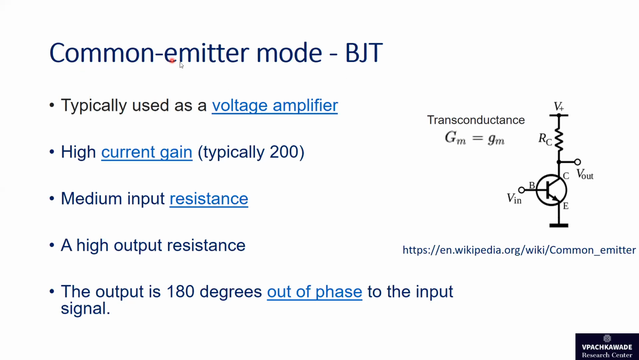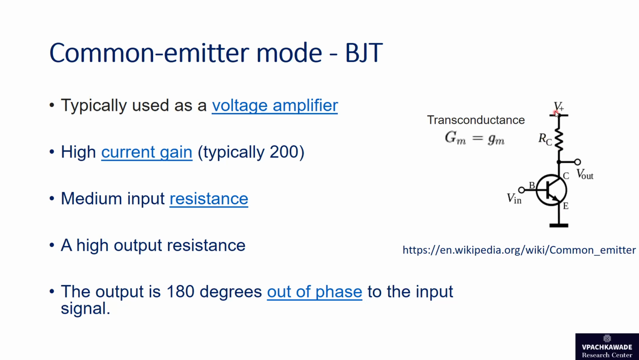When we say a common emitter mode of a BJT, let us have a look at this circuit diagram. Here, the input is applied to the base and the emitter is grounded, and the output is taken from the collector. So we can say that the emitter is common to both the input side, which is the base, and the output side, which is the collector. So the input is applied to the circuit between base and emitter, and the output of this circuit is taken from the collector and the emitter.